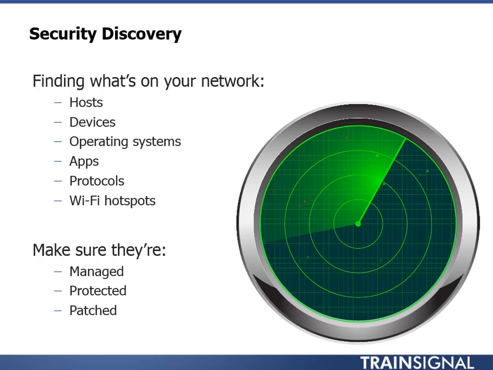You can also identify individual apps that are running on the network by examining the network traffic. You can, of course, know if there's a web server running, but you can also know if there's instant messaging or video streaming going on. You could probably even determine if people are watching YouTube videos all day and stealing all your bandwidth. It's also common to look for Wi-Fi hotspots, which we'll discuss a little bit more later. As part of the security discovery process, you want to identify all the hosts that are on your network just to make sure that they're managed, protected, and patched.